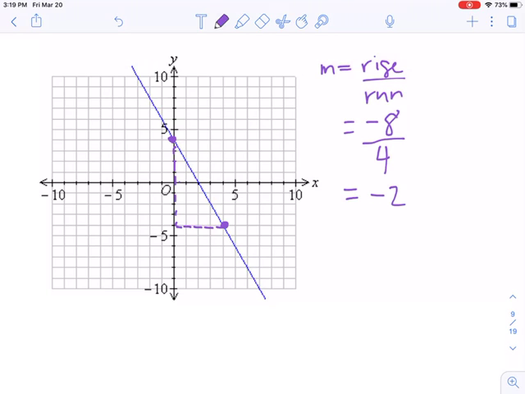And then, as always, I'm going to reduce into your final terms, or lowest terms. So in this case, negative 8 divided by 4 is negative 2. All right, so that's my slope.